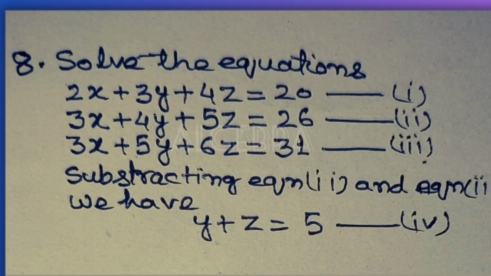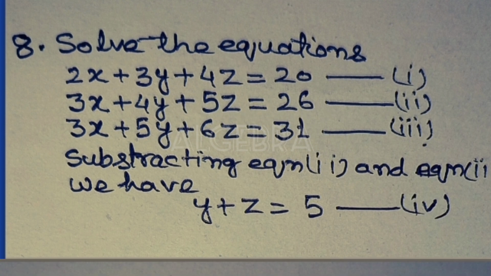8. Solve the equations 2x + 3y + 4z = 20, equation 1. 3x + 4y + 5z = 26, equation 2. 3x + 5y + 6z = 31, equation 3. Subtracting equation 2 from equation 3, we have y + z = 5, equation 4.